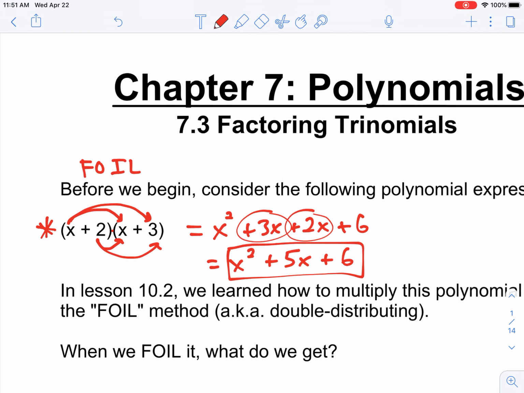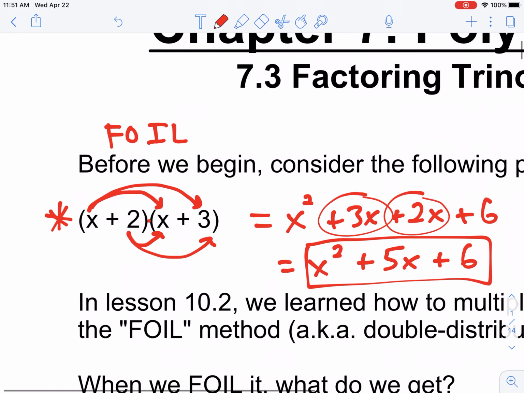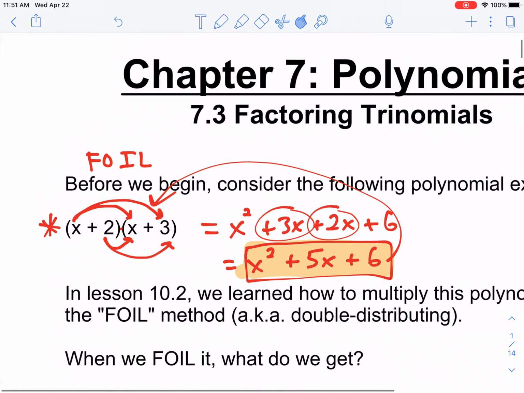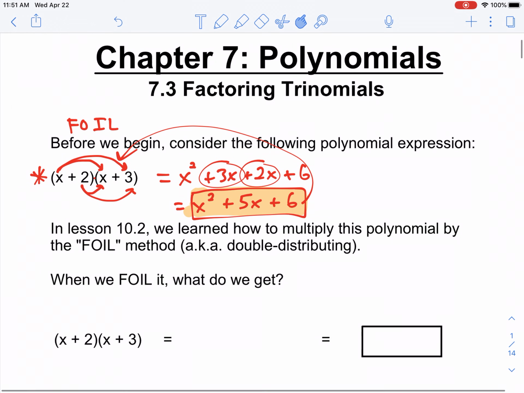Well, as it turns out, this lesson, factoring trinomials, is going to be doing that exact process, but in reverse. We're going to be starting with this thing right here. You're going to be given the trinomial, and you're going to have to go backwards to get the original binomials that are multiplied together. So essentially this is just the reverse of chapter 6. That's all factoring is. It's taking an already multiplied out polynomial and breaking it up into its smaller components.